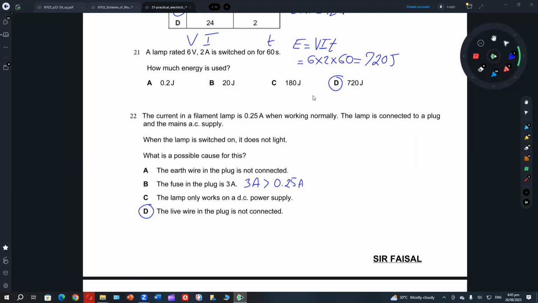This question, can you explain me again? It's a concept. I have explained every part. Earth wire is not actually linking with the circuit. If earth wire is not there, it doesn't matter.